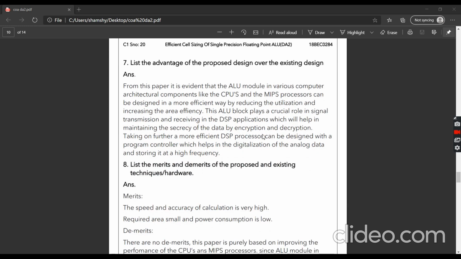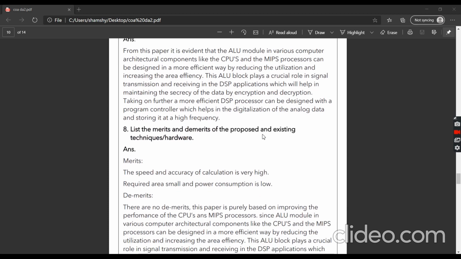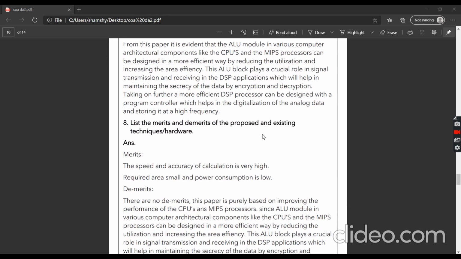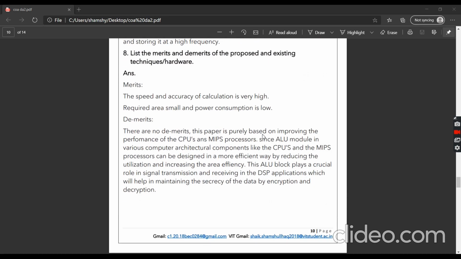Now we are moving on to the eighth question: list the merits and demerits of the proposed and existing techniques for the hardware. The merits are that the speed and accuracy of the calculation is very high, the required area is small, and power consumption is very low. The demerits: there are no major demerits in the proposed theory. The paper is purely based on improving the performance of the previous generation CPUs and MIPS processors.